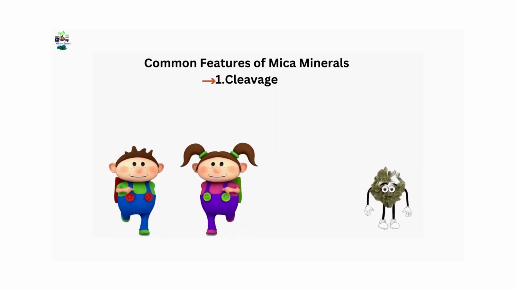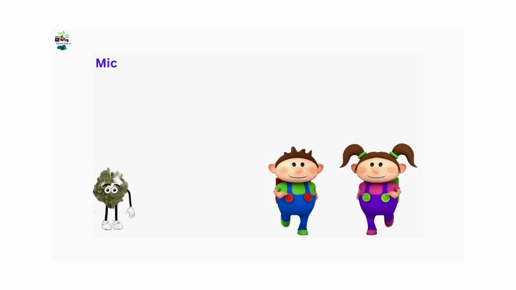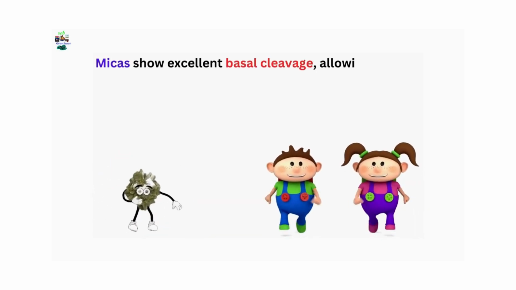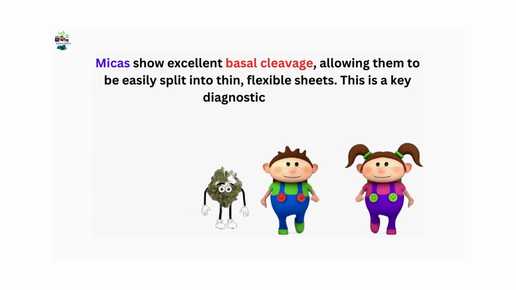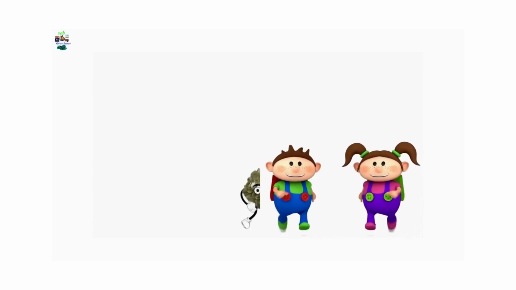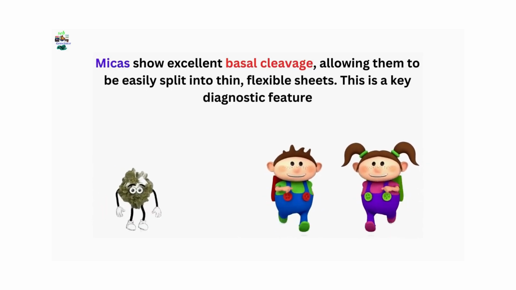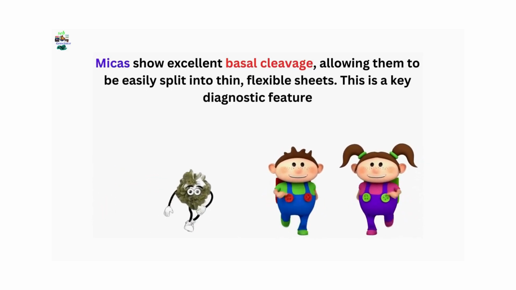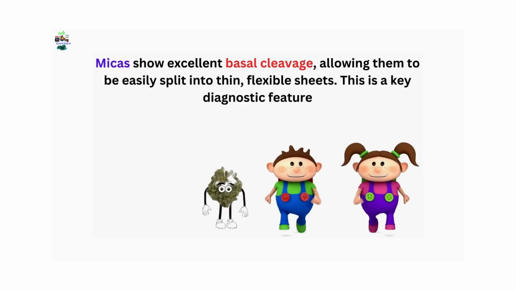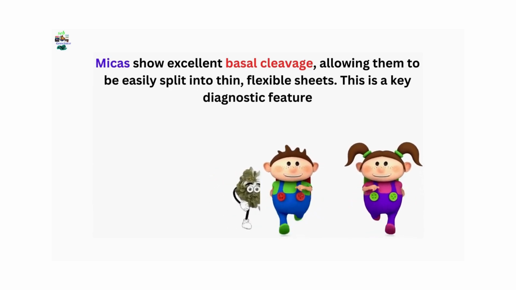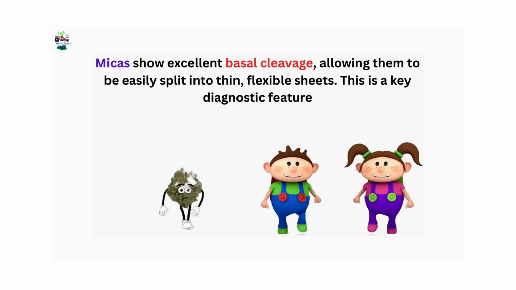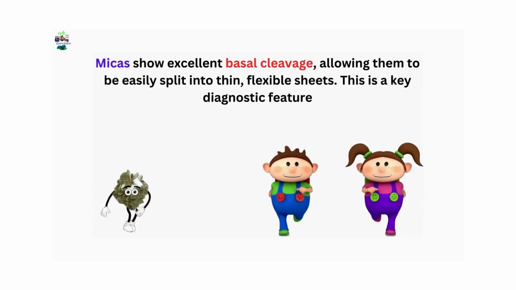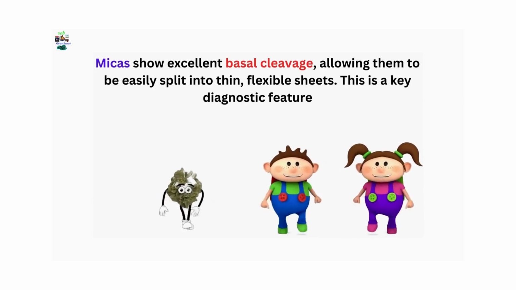The first one is cleavage. Micas show excellent basal cleavage, or one sheet, allowing them to be easily split into thin flexible sheets. This is a diagnostic feature. The key diagnostic feature for mica group minerals is one perfect cleavage. That cleavage breaks along its weakness.